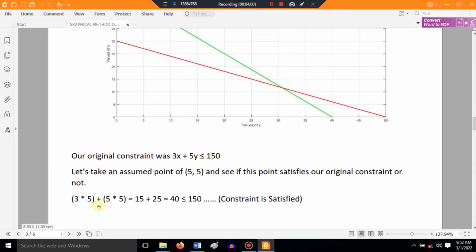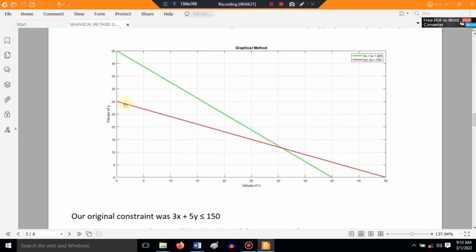Here we are taking that same point and putting it into this equation. It gives us the value of 40. 40 is less than or equal to 150, which means this constraint also gets satisfied. That means all the points below this line will satisfy this constraint. Now we need to take the common area, the area below this line and the area below this line, because both areas are below the line. So we will take the common area.